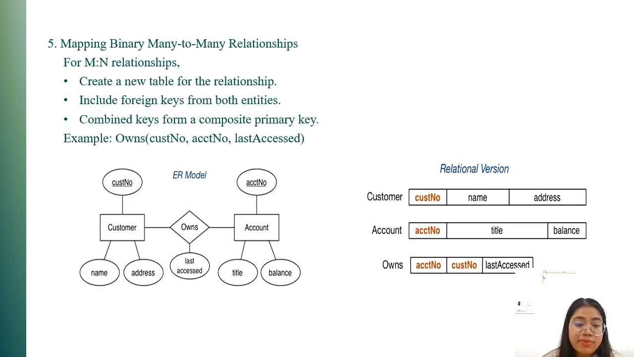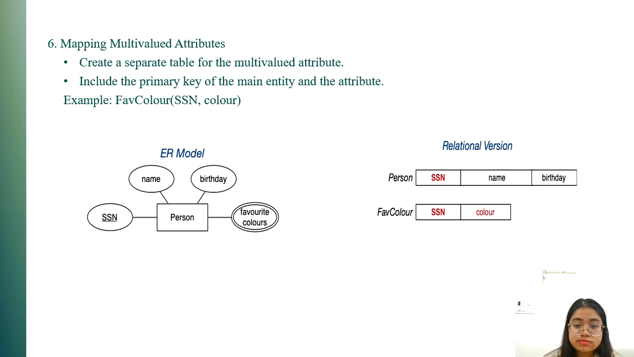Next, we have mapping of many-to-many. In this, we are going to create a table for each of the two entities, and then for the relation itself, we are going to create a new table. In this new table for the relation, we are going to add all the primary keys from the other two entities, and together they act as the primary key for the relation.